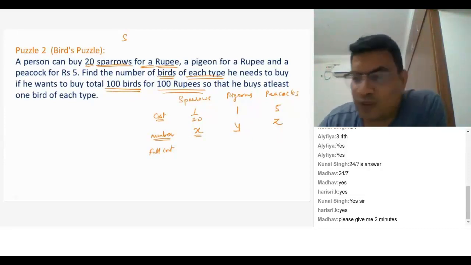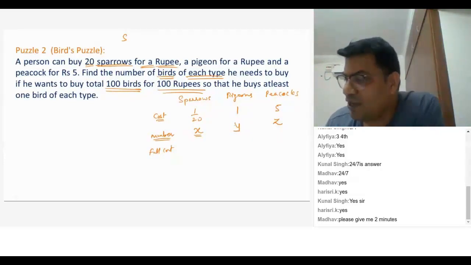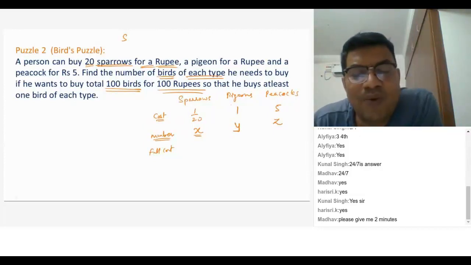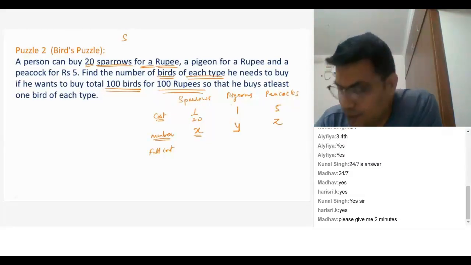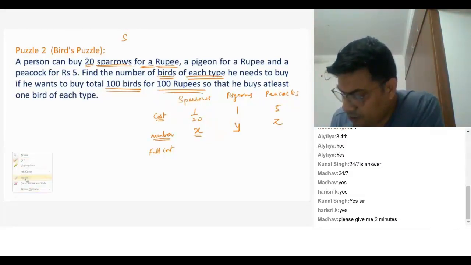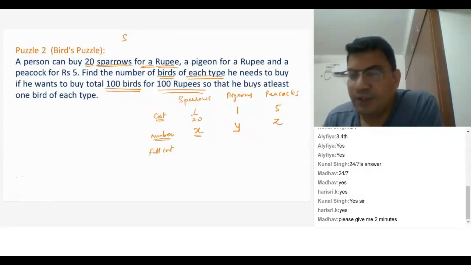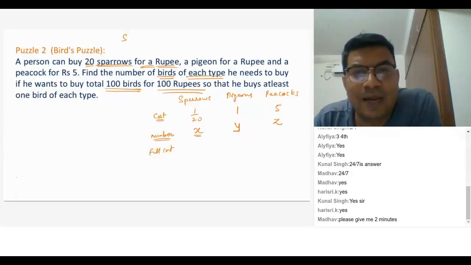Forget about sparrows. Tell me for pigeons. If I buy Y number of pigeons and each pigeon costs me 1 rupee, what will be the cost of the total number of pigeons that I buy? How will it be 1 by Y? Come on, think about it. Y into 1. Very good.